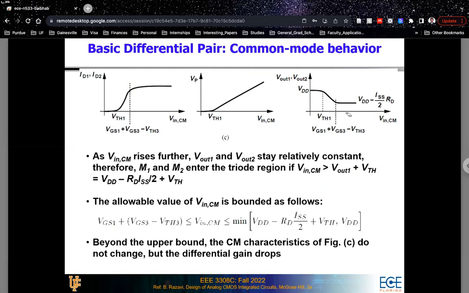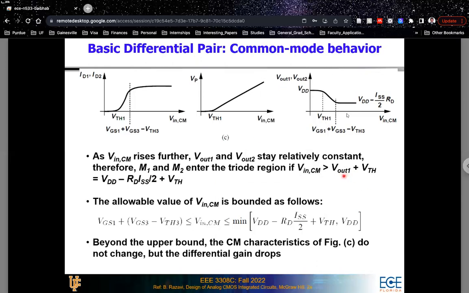And what is that point? That point will be equal to Vin,CM greater than Vout1 plus VTH, as we have just proved from the condition that for the transistor to be in saturation, your VDS needs to be larger than the V overdrive. So this condition comes directly from that equation, that VDS greater than V overdrive means saturation, VDS less than V overdrive means triode. So in this case, Vout1 is VD, Vin,CM is VG. So VDS will be less than your V overdrive, and then you'll be in the triode region.